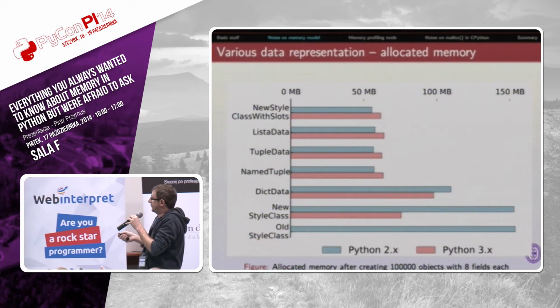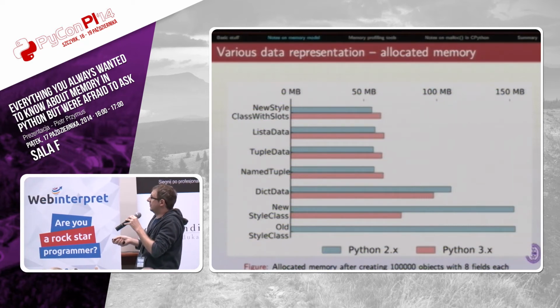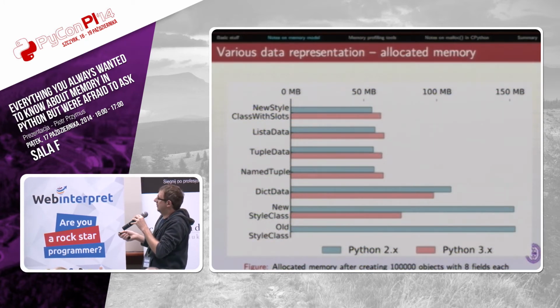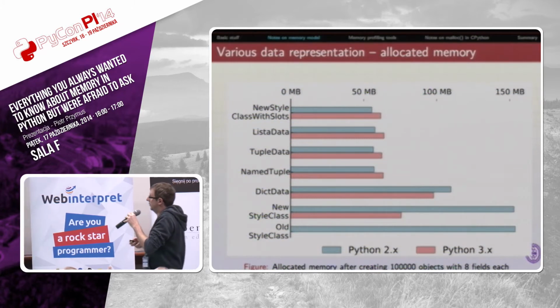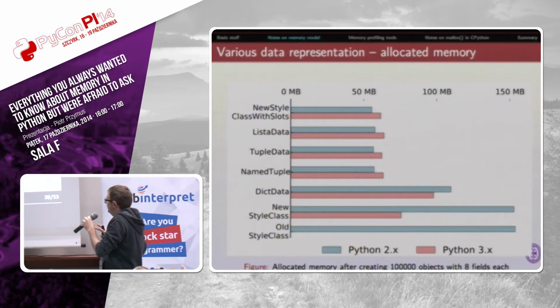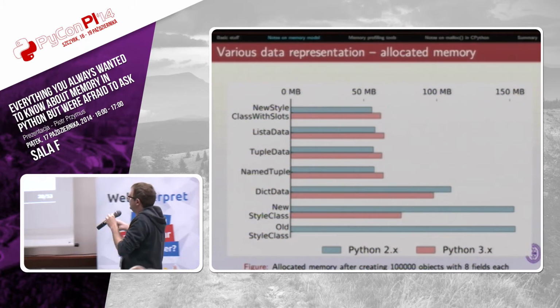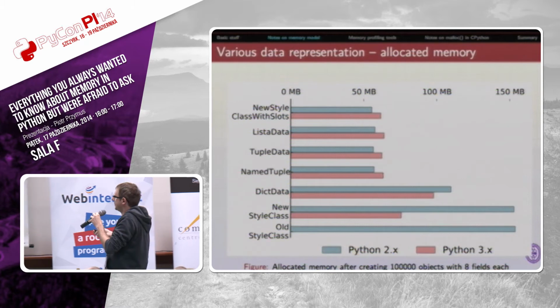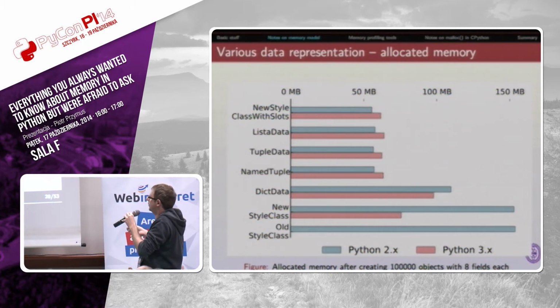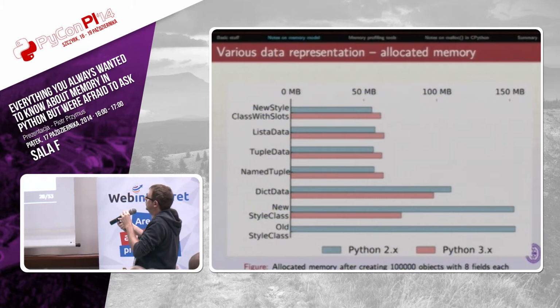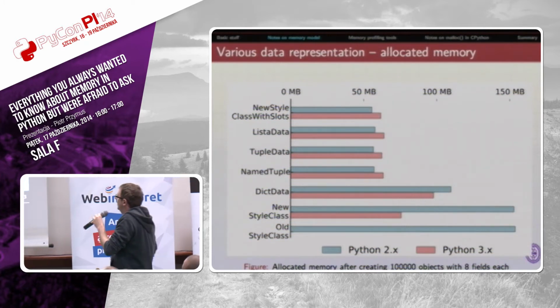As you can see, old style classes and new style classes are pretty expensive, but for Python 3 it's a little bit better. Dictionary is the second that will use the most memory, and then we have the simple types that will allocate a little bit less memory. But the winner is actually the new style class with slots. We can get a pretty decent memory representation.